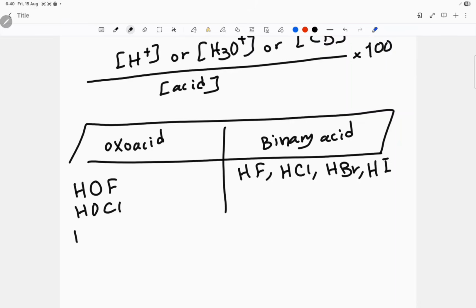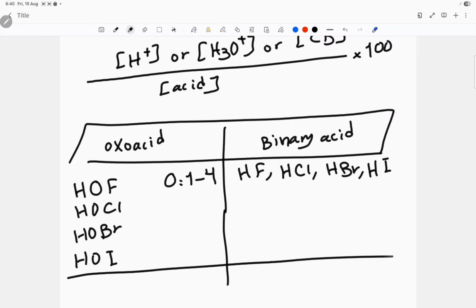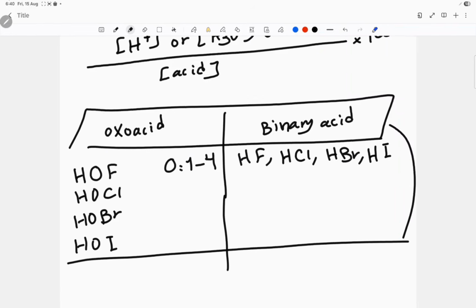Hydrogen, oxygen, halogen. Like this. But the O's could be as little as 1 and as many as maybe 3 or 4. So you can have one O or multiple O's. That's the first difference between them.